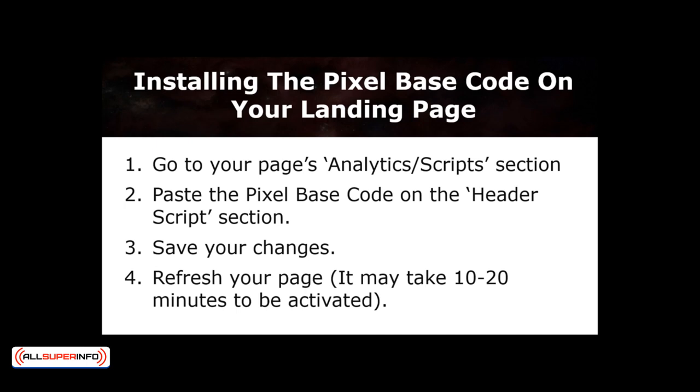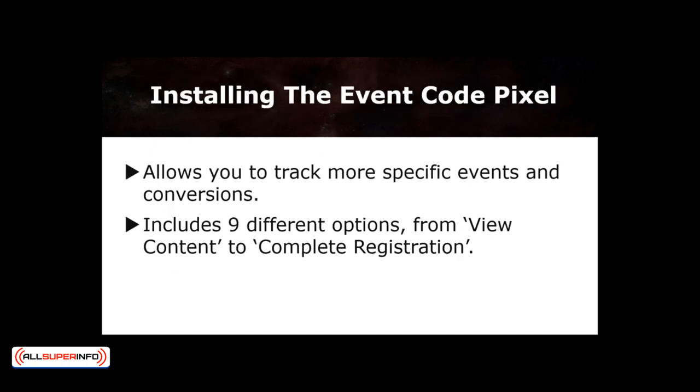To ensure that your Pixels are installed successfully, head back to your Facebook Ads Manager and there will be a blue tick symbol indicating if you have installed it correctly. You can now track the type of audience visiting your landing page. The next step is to install your second Pixel, which is the Facebook Pixel event code.